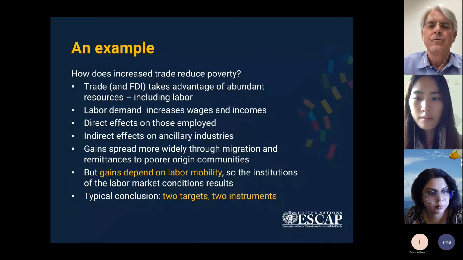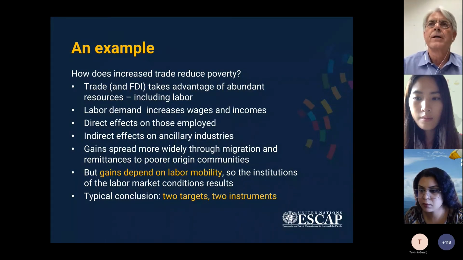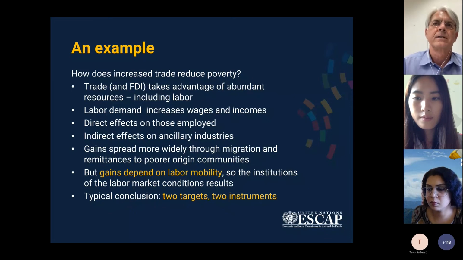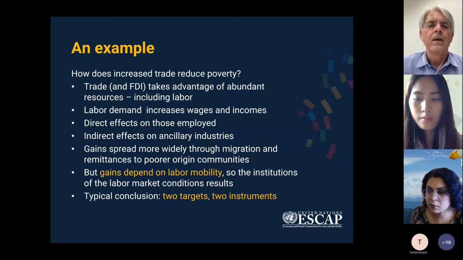If I cannot move, if I'm stuck in the countryside for whatever reason, and I can't move to an industrial park either to get a job in a factory or to work in construction or housing services or food services or some other industry connected to that park, then of course it's much more difficult for me to capture any of the gains from trade. So that's an institutional question.